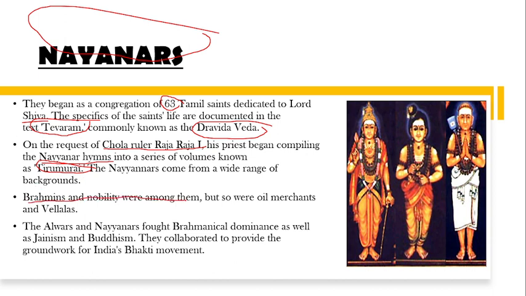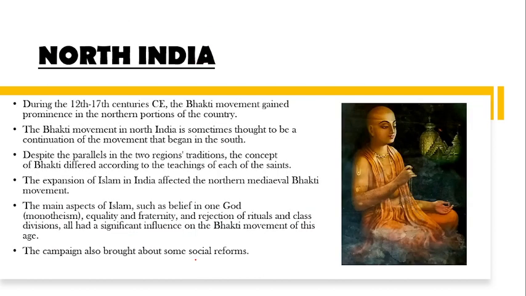Brahmins and nobility were among them, and so were oil merchants and the Vellalars. The Alvars and Nayanars fought the Brahminical dominance as well as Jainism and Buddhism. They collaborated to provide the groundwork for India's Bhakti movement. So let's see North India.